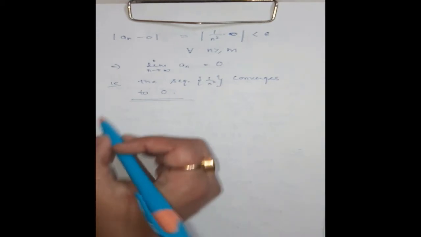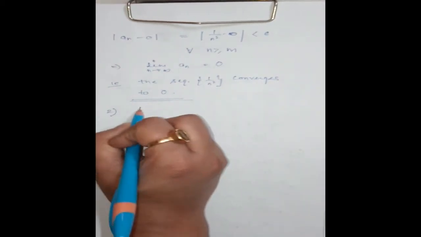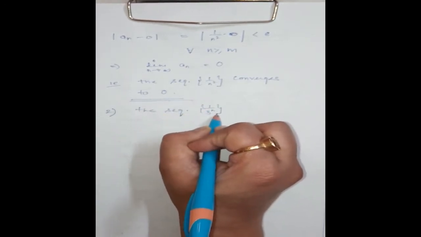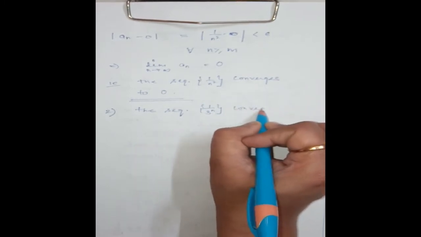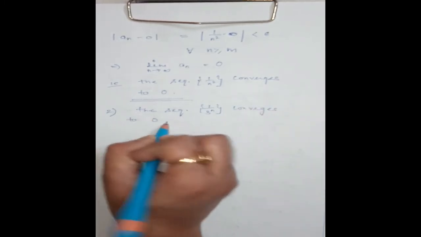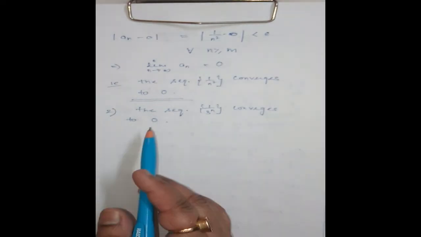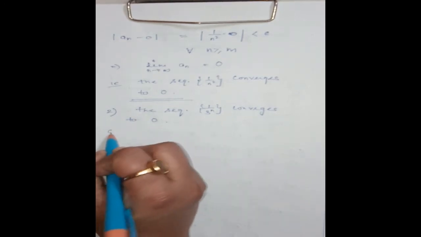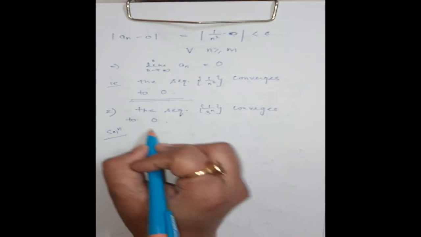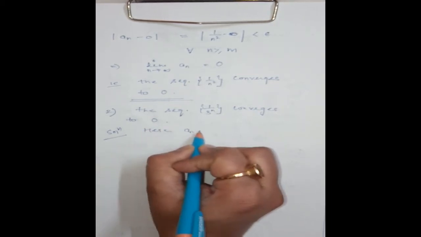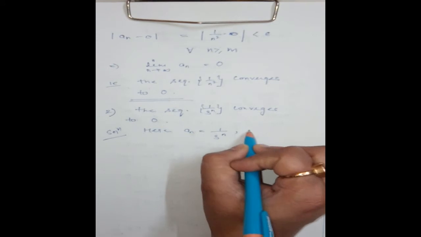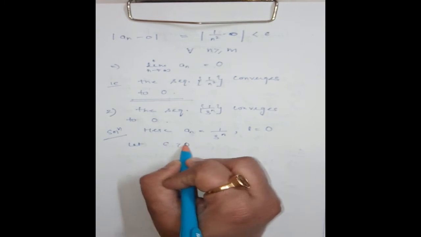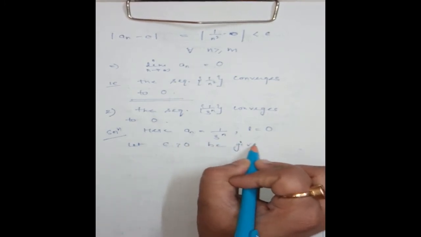Now we consider the second problem: the sequence 1/3^n converges to 0. Now we will show this sequence 1/3^n converges to 0, again by using the definition. Now here a_n is 1/3^n and L is 0. Again here we let epsilon greater than 0 be given to us.